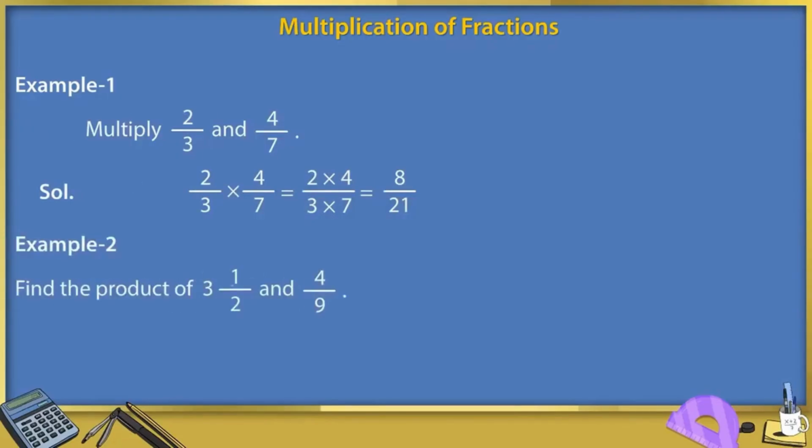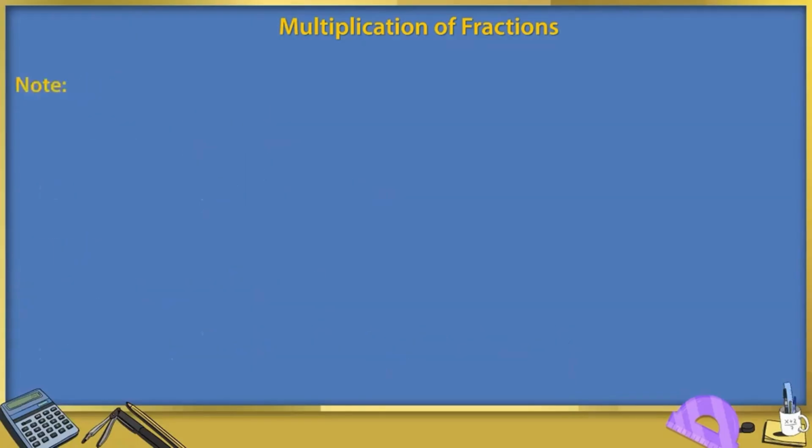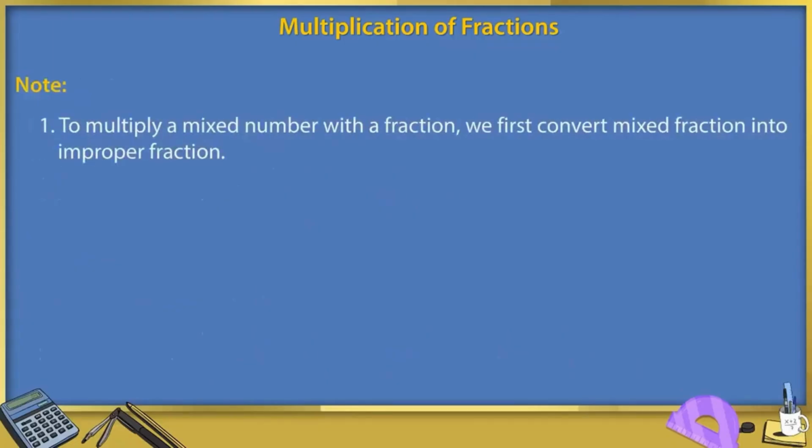Example 2. Find the product of 3 1/2 and 4/9. Solution. 3 1/2 into 4/9 is equal to 7/2 into 4/9, which is equal to 28/18, which is equal to 14/9, which is equal to 1 5/9. Note 1. To multiply a mixed number with a fraction, we first convert the mixed fraction into an improper fraction.